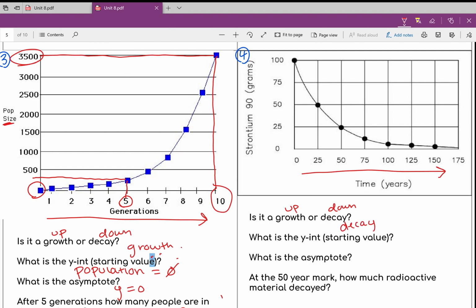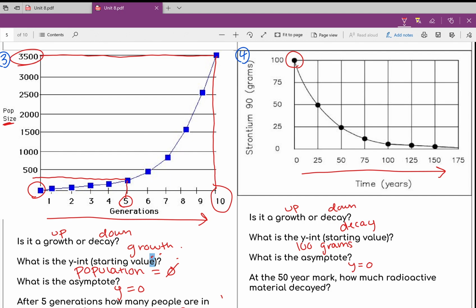Then it says, what is the y-intercept or the starting value? So I'm going to look over here on my y-axis. I'm going to see where the point crosses that y-axis. And it crosses it all the way up here at 100. So our starting value is 100 grams of radioactive material. So at 0 years, it starts at 100 grams. What is the asymptote? Remember, the asymptote is always y equals 0.